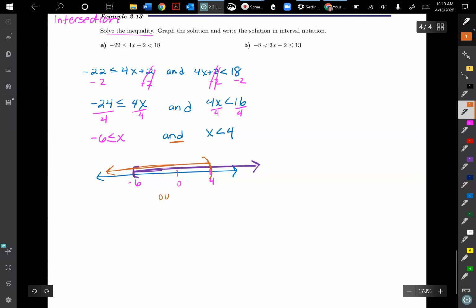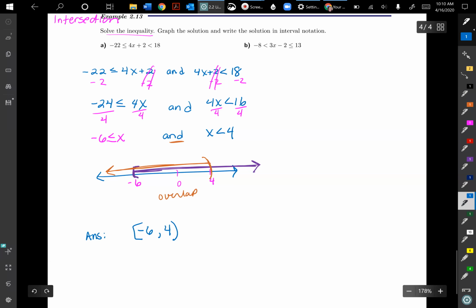So what we're looking at is the intersection, the overlap. Okay, so we just want the overlap of the orange and the purple. So our answer ends up being -6, including -6, comma, 4, not including 4. So this is the answer in interval notation.